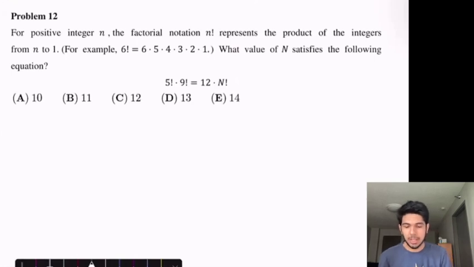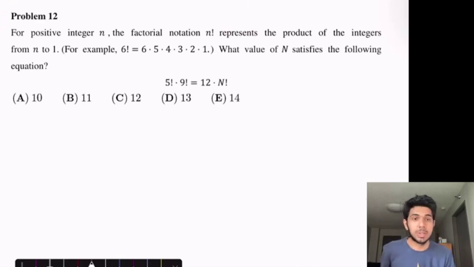Question 12 says, for positive integer n, the factorial notation, we talked about this earlier, n factorial represents the product of the integers from n to 1. So for example, 6 factorial equals 6 times 5 times 4 times 3 times 2 times 1. What value of n satisfies the following equation? And we're given an equation.